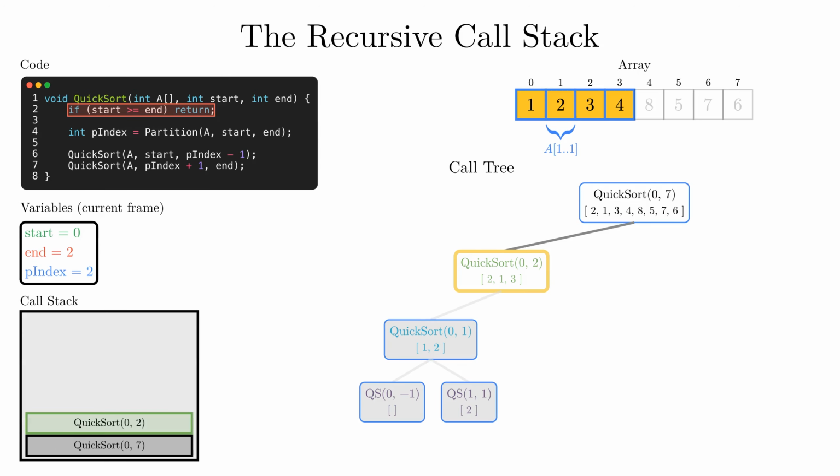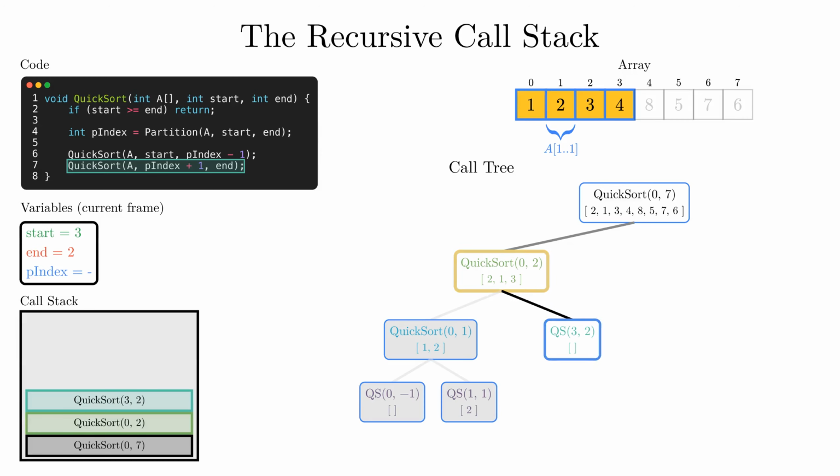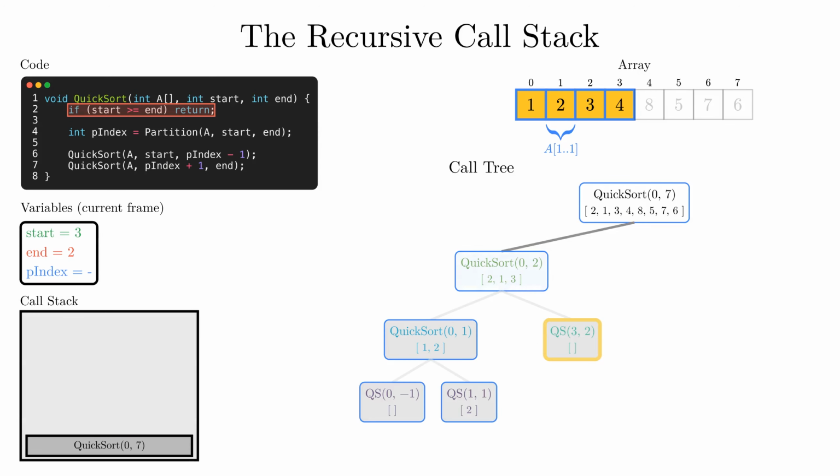Quicksort 0 to 1 is finished. It pops off the stack. Back in 0 to 2, the left is done, so we call the right child. Quicksort 3 to 2. Quicksort 3 to 2 is pushed. This hits the base case immediately and returns. Quicksort 0 to 2 is fully resolved and pops off the stack. Back at the root, the entire left side is sorted. 1, 2, 3. Now the right side of the root.